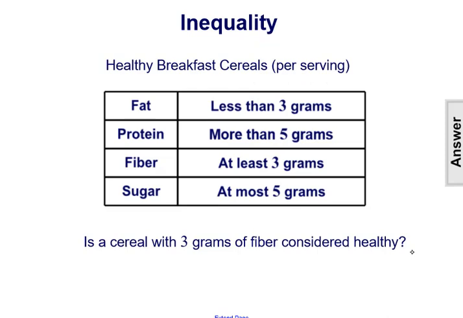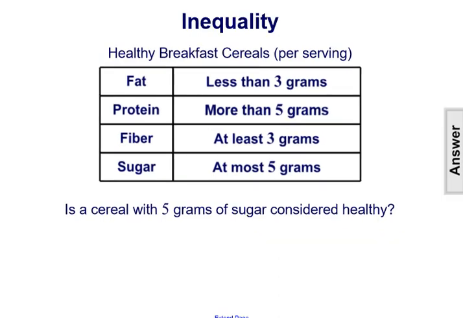What about a cereal with only 3 grams of fiber? Is that considered healthy? Well, again, if we have at least 3 grams, you would have to interpret, is 3 at least 3 grams? Now, knowing inequalities, you should be able to say yes, it is going to be at least, because at least includes equal to 3. But again, it's really the importance of translating at least into an inequality to compare, which we'll study next.